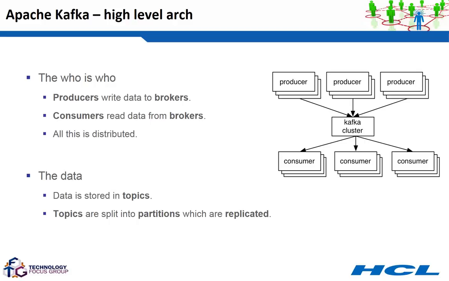At a high level, in Kafka we have producers which generate messages, basically writing data to the Kafka brokers, and consumers which read data from those brokers. All this is distributed. The producers, consumers, and brokers are all distributed across very low-end servers. You don't need high-end servers, which is common across the Hadoop ecosystem. The data is stored in topics, which are partitioned and replicated across different machines.